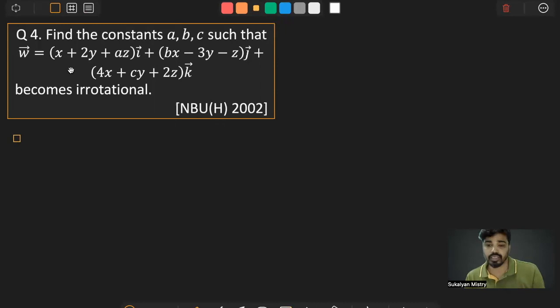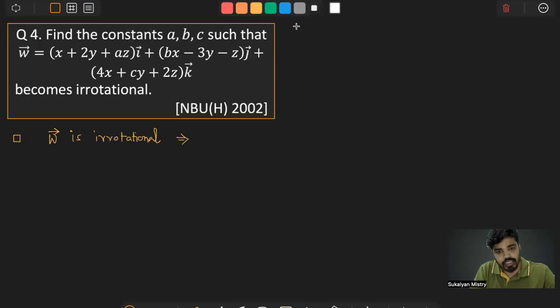That means curl W is equal to 0. Here the vector W is irrotational. So what does it mean? This implies that curl W is equal to 0. That means del cross W is equal to 0.